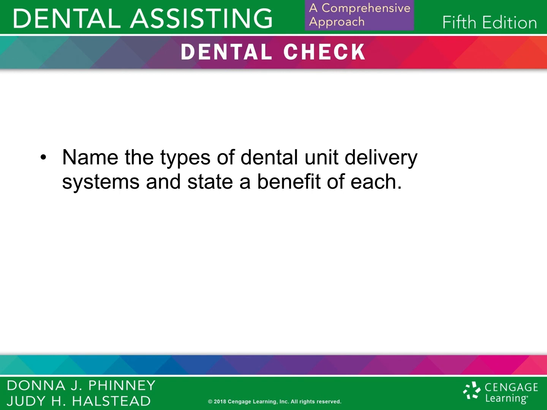So let's see. Name the types of dental unit delivery systems and state a benefit of each. This is a dental check. So the dental unit consists of handpieces, an air water syringe, a saliva ejector, an HVE, an ultrasonic scaling unit, and numerous other options. The dental unit may be fixed to the wall, the cabinets, or on mobile carts. The unit is positioned according to the preference of the dentist, whether the dentists are left or right-handed, whether they routinely work with assistants, and according to the design of the treatment room.